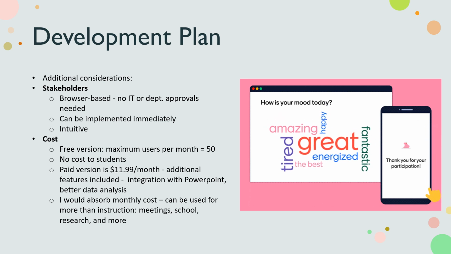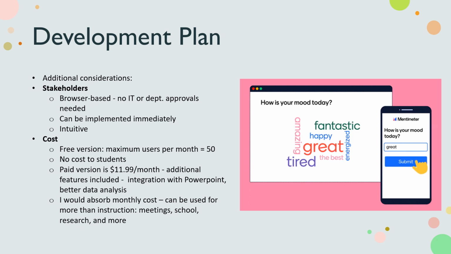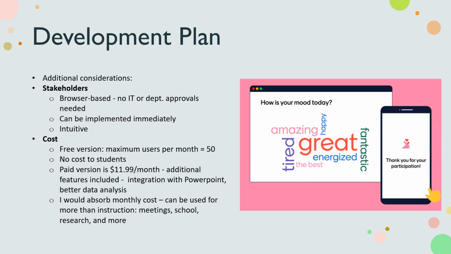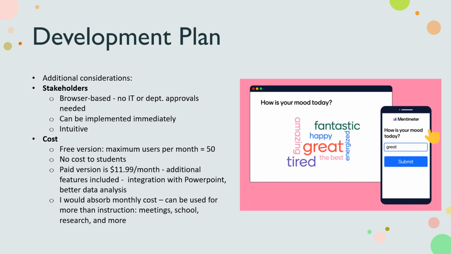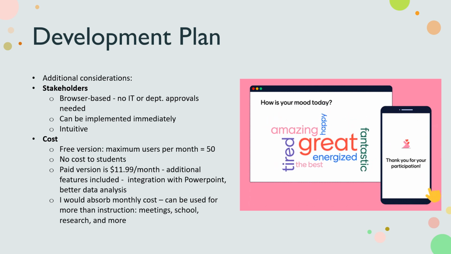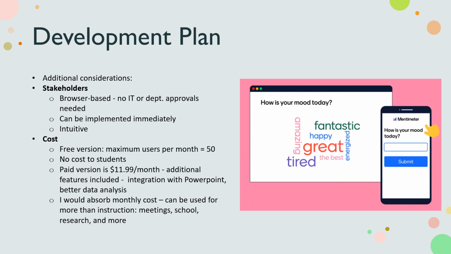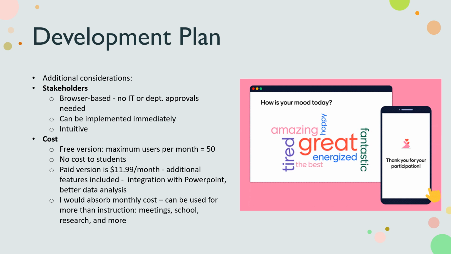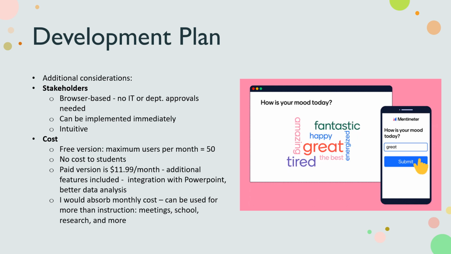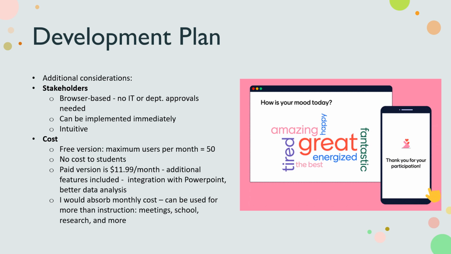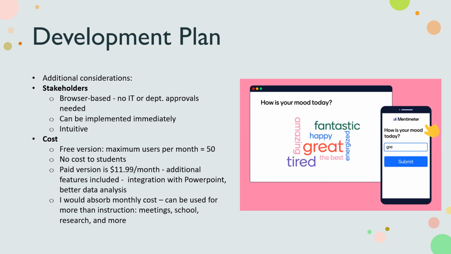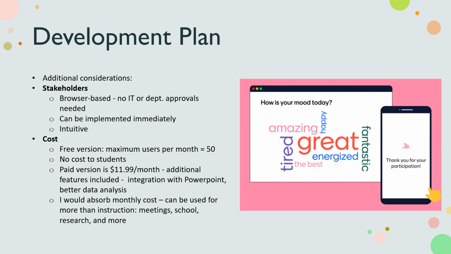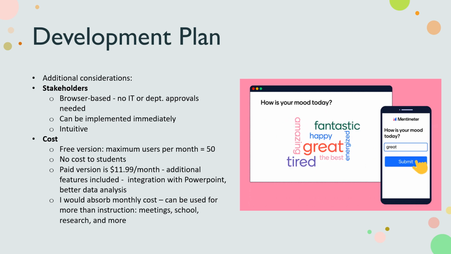You can directly import PowerPoint slides and have them translated into Mentimeter, so you don't have to flip back between PowerPoint and your Mentimeter screen when you're doing different presentations. It can all be one smooth, seamless presentation. There are also some better data analysis features, which I'll talk about later. And if I continue using this, which I think I will, in other courses as well as meetings, I will likely end up subscribing to the Pro version for $11.99 a month.